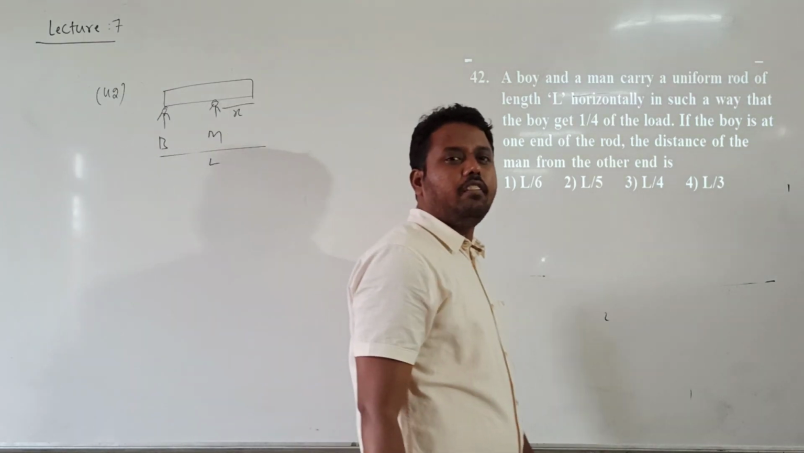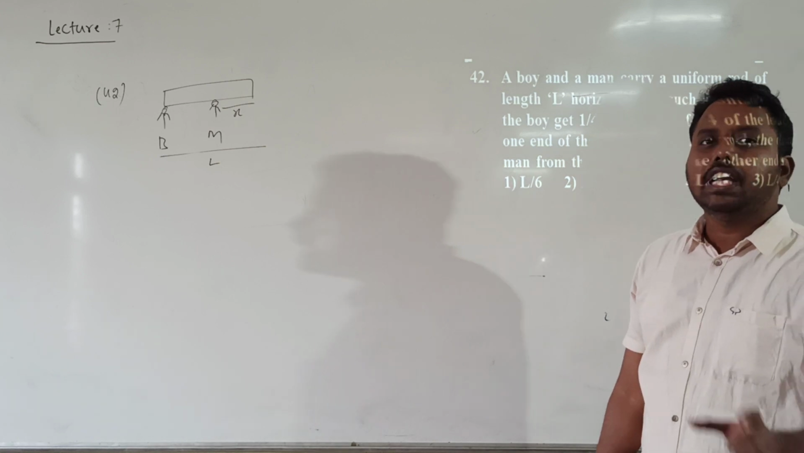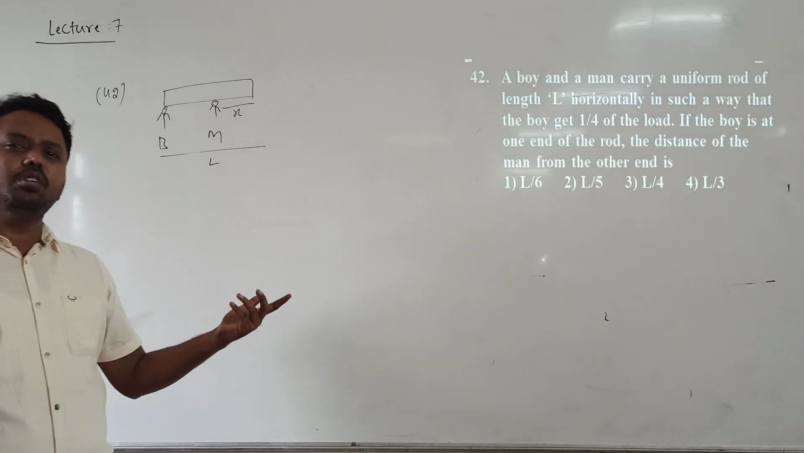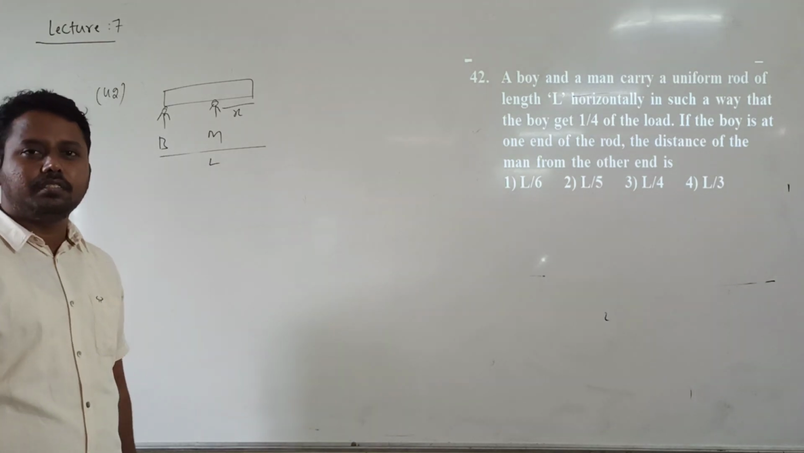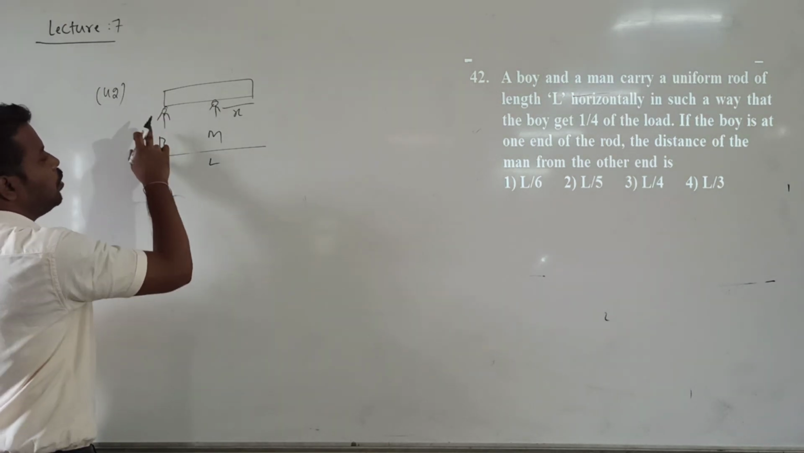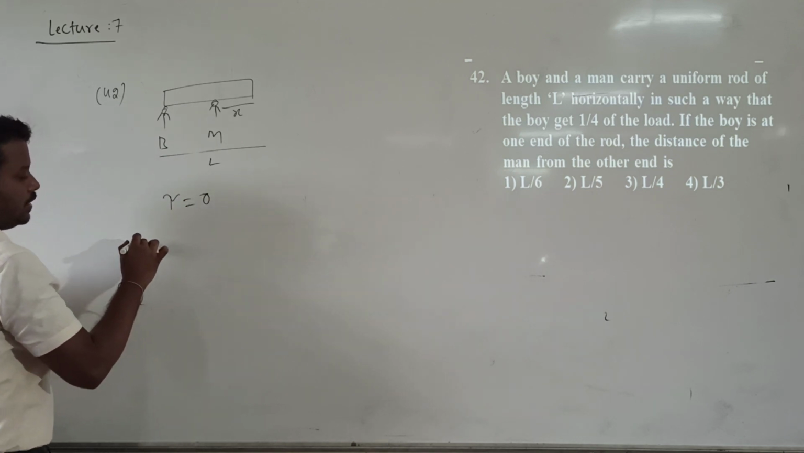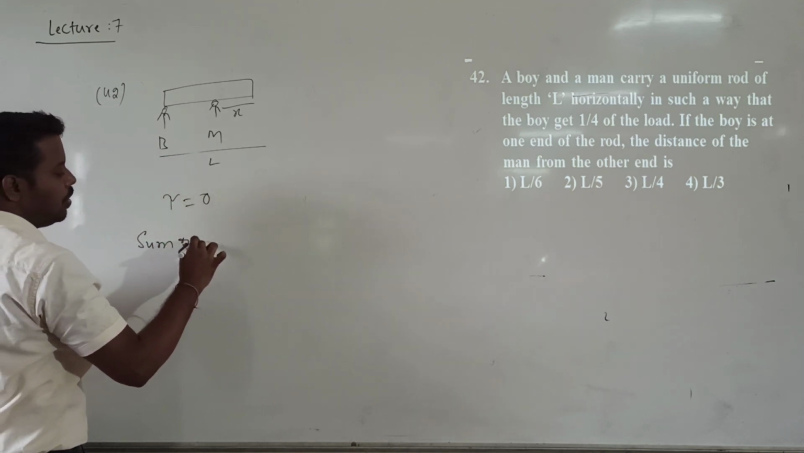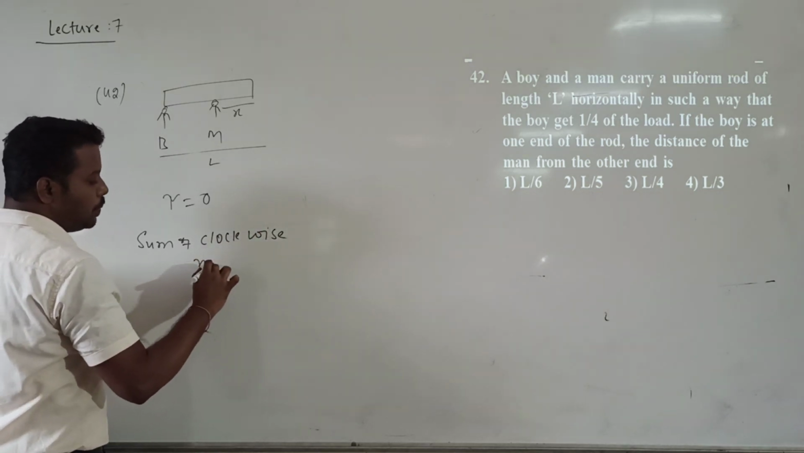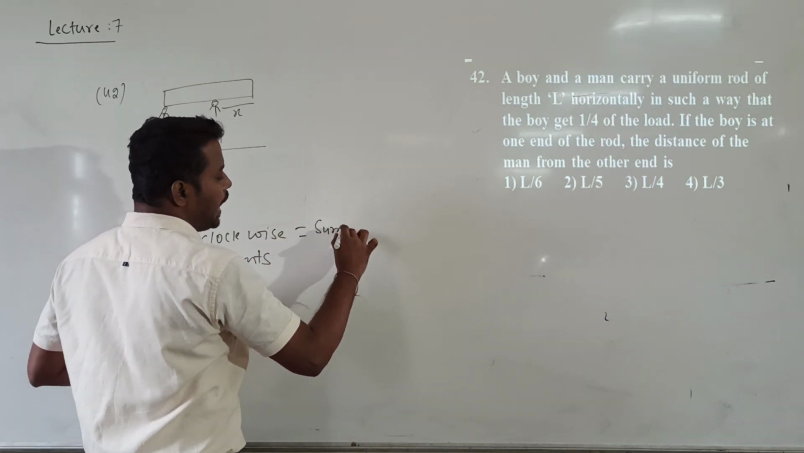Now the rod will be in equilibrium because it will not fall down, it will not rotate, and it will not move in a straight line. In this case, the moment of force about any point will be equal to 0. So as per this, the torque value will be equal to 0. Then what is the condition I can write? The sum of clockwise moments will be equal to the sum of anti-clockwise moments.